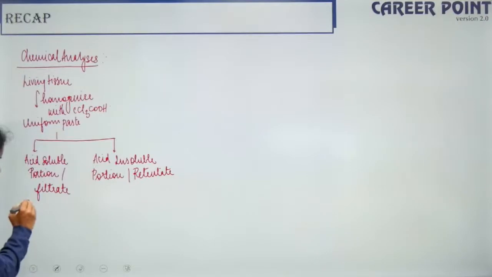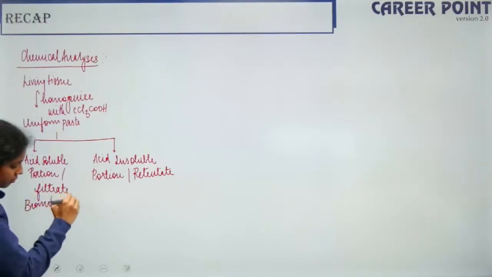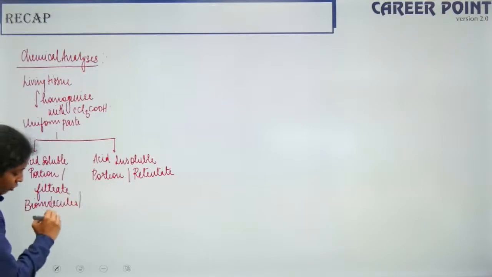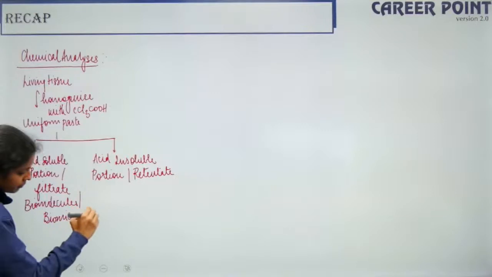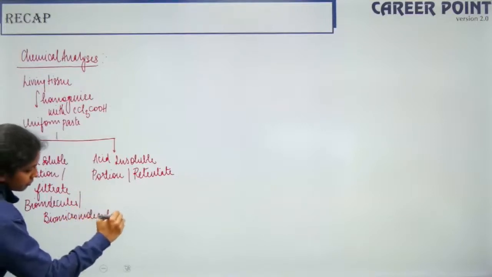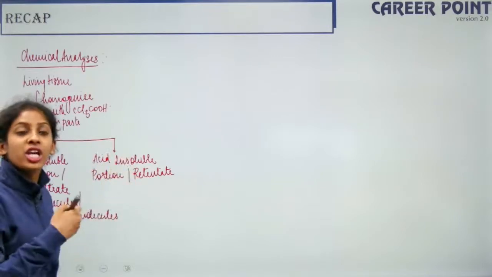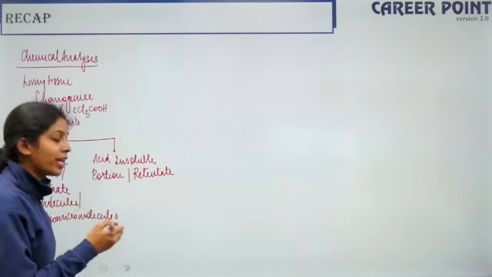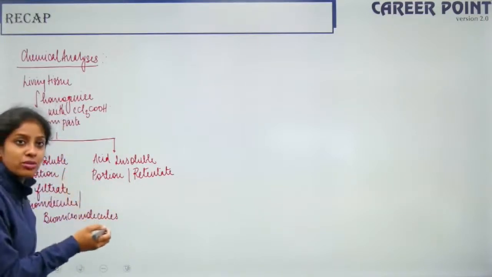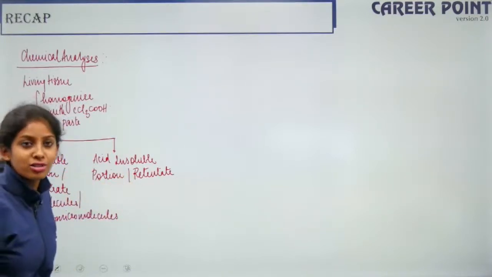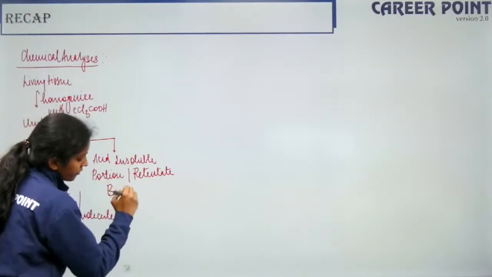This is called biomolecules or biomicromolecules. When you talk about the acid insoluble portion, they are much heavier in molecular weight, so you can say they are more than 800 to 1000 Dalton. So these are your biomacromolecules.